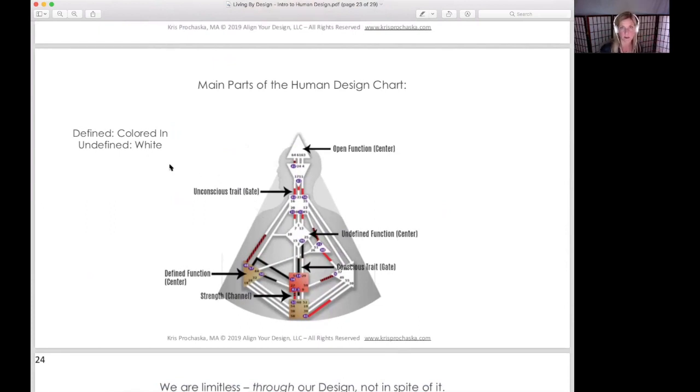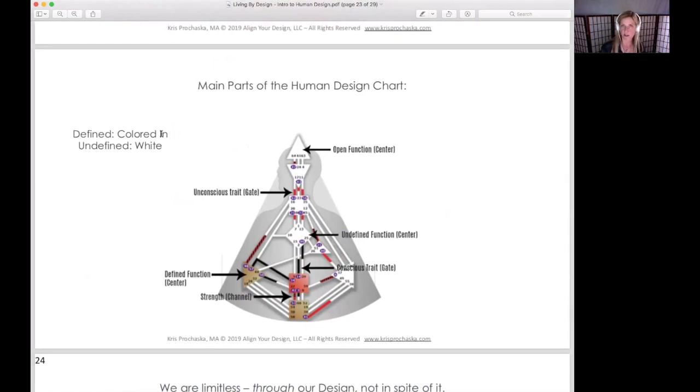This is my design chart again. If it's defined, it's colored in. Undefined is white. Okay, so here are those same functions or centers we just looked at. And let's start down here near the bottom. So we have a defined function. I have 3 defined functions or centers in my chart. I have that survival instinct, energy resource, and drive and stamina. Those are all colored in my chart.